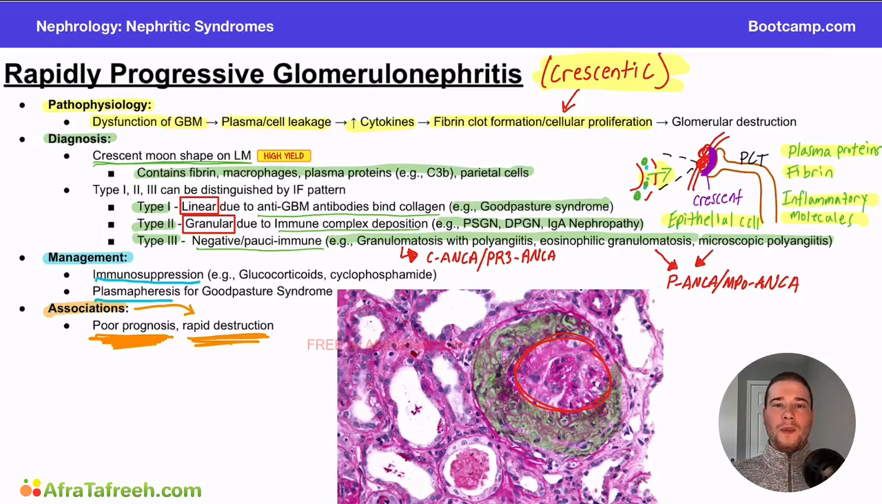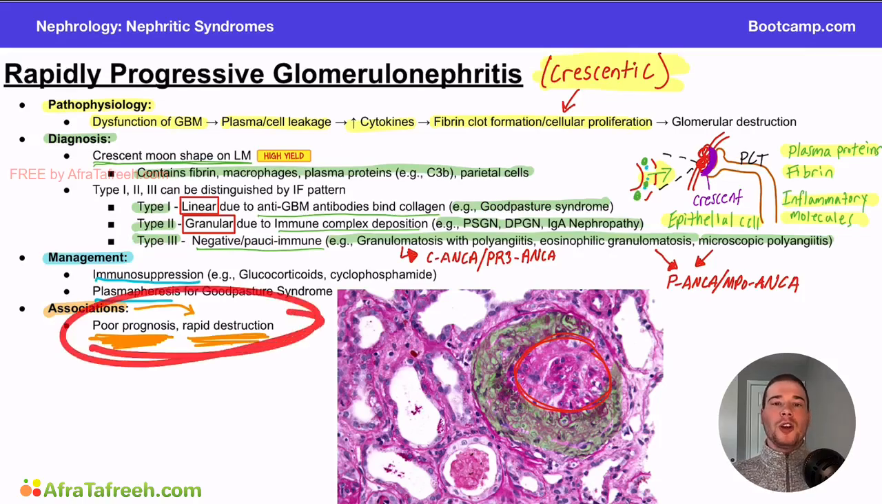This involves a variety of different pathologies that we could then get further testing on to look at whether or not the patient has a positive test for P ANCA versus C ANCA. The management of this condition involves immunosuppression, potentially plasmapheresis, or other symptomatic management to prolong the deterioration of the kidney, but ultimately this does have a poor prognosis as we will see rapid destruction of the kidney.